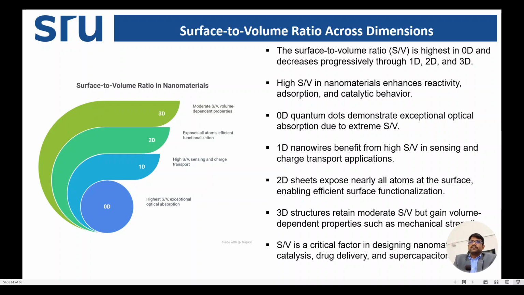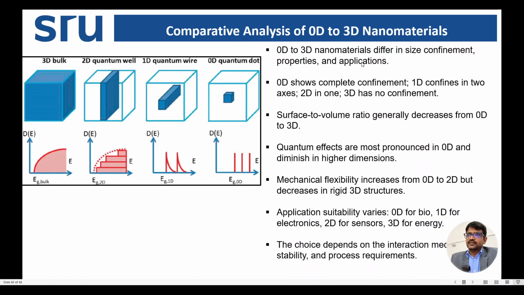Then we'll discuss surface to volume ratio across dimensions. The surface to volume ratio is highest in 0D and decreases progressively through 1D, 2D, and 3D. That's what we have discussed here, right?